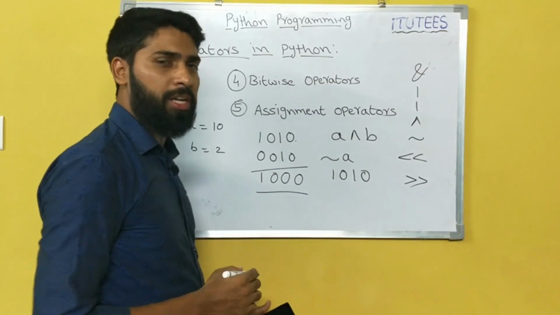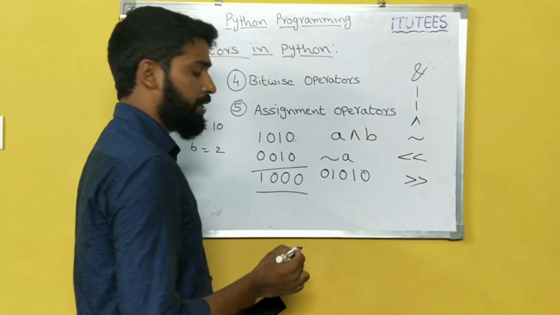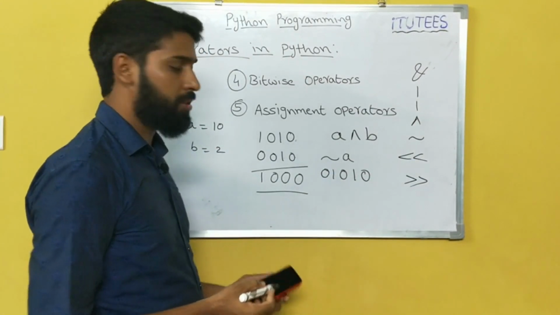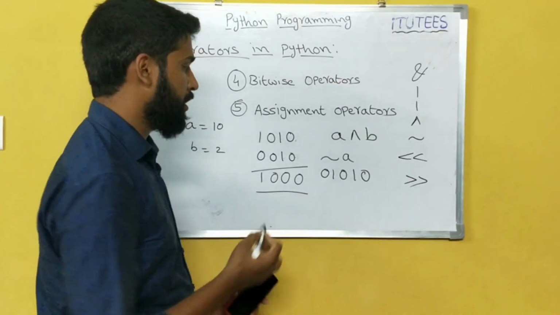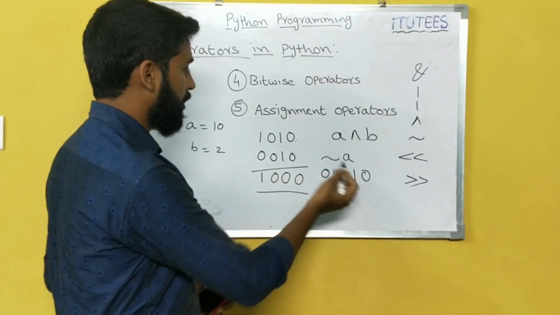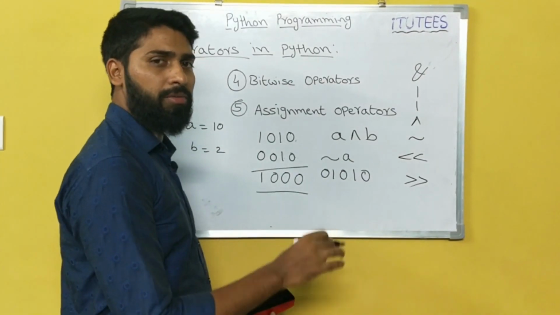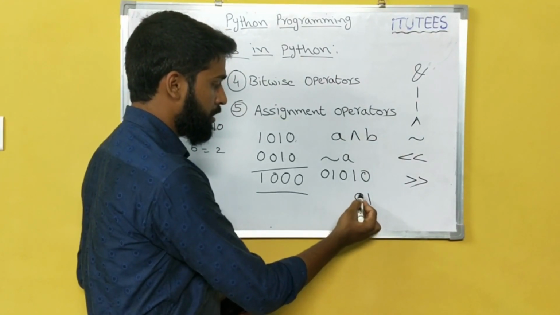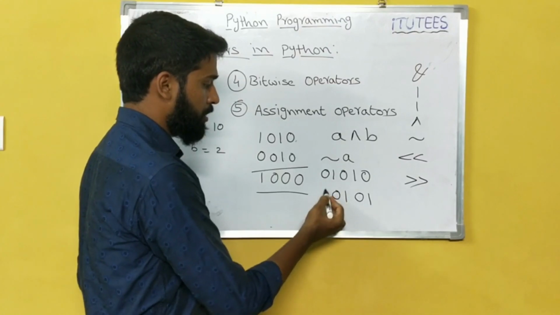For better understanding, I am adding 0 here. Actually in the system the numbers are stored like this, either in 16 bit or 32 bit. Based on the bit size the numbers are stored like this. Now I convert the negation of a: 0 converted into 1, 1 converted into 0.